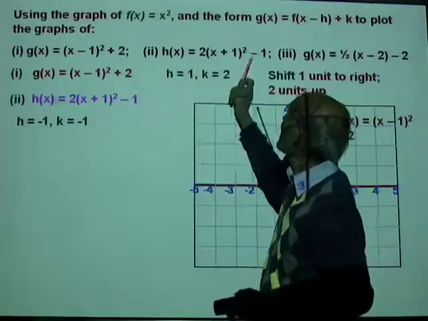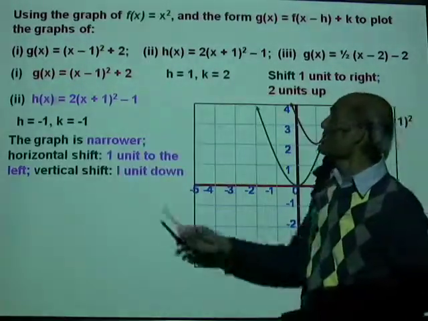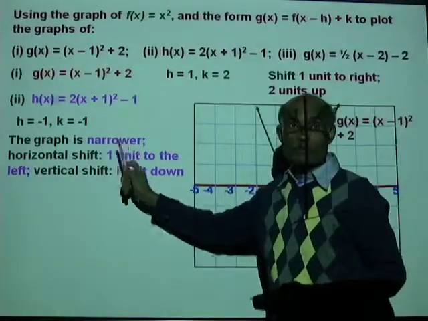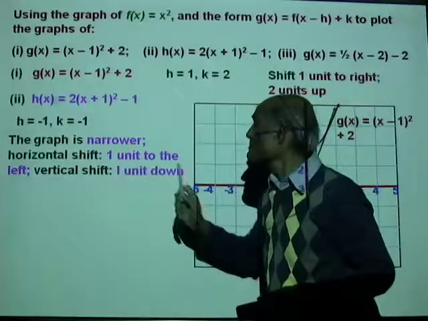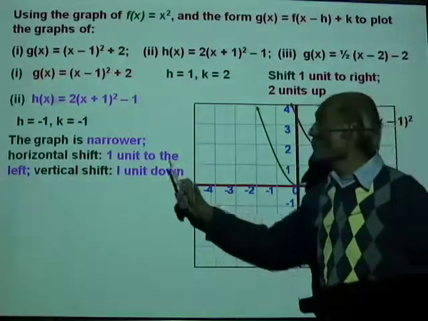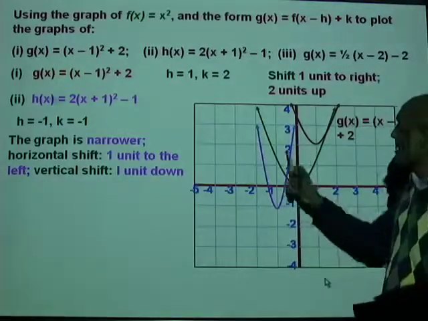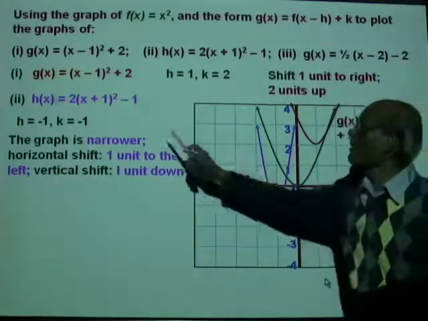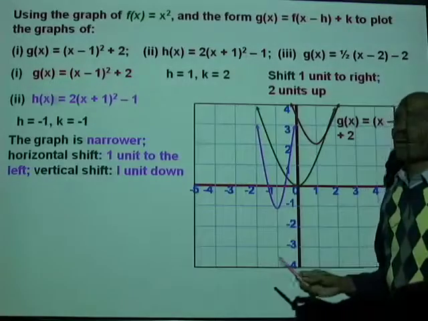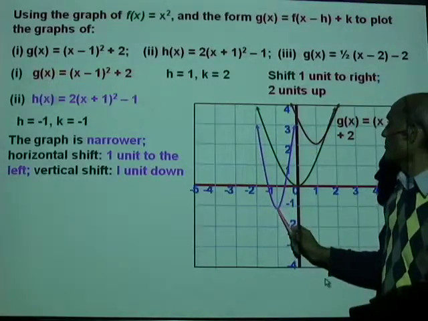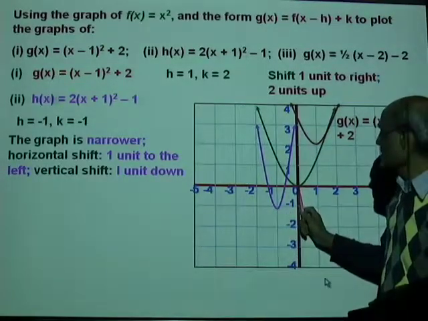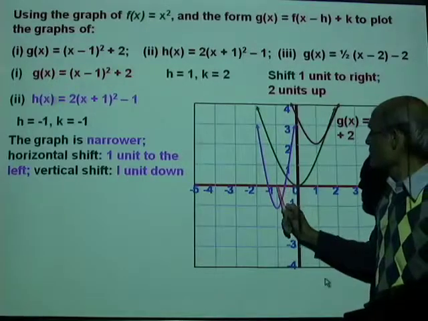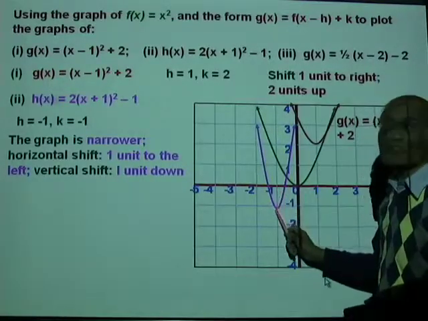h is negative 1, k is negative 1. The graph is narrower. Horizontal shift 1 unit to the left, vertical shift 1 unit down. There is the graph of this, 2(x + 1)² - 1. Again, take this point, shift 1 unit to the left and 1 unit down.